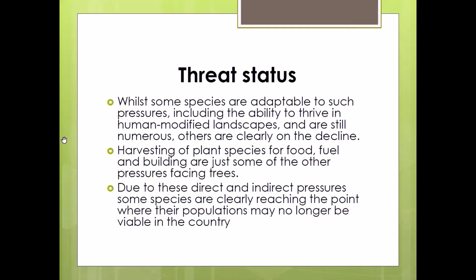Well, threat status of Uganda species. Some species are adaptable to such pressures, including the ability to thrive in human-modified landscapes, and are still numerous. Others are clearly on the decline. Harvesting of plant species for food, fuel, and building are just some of the other pressures facing trees. Due to these direct and indirect pressures, some species are clearly reaching the point where the populations may no longer be viable in the country.